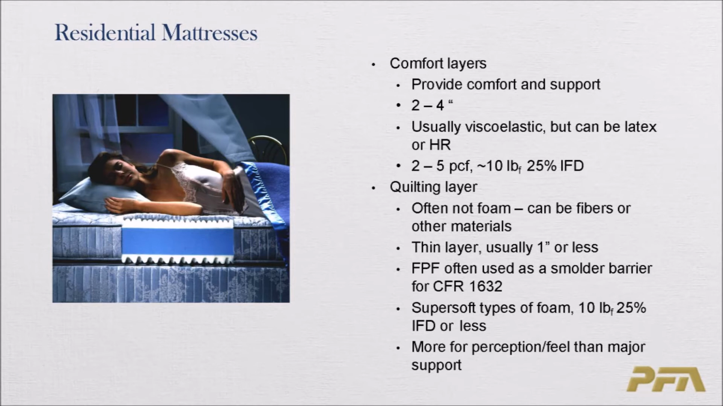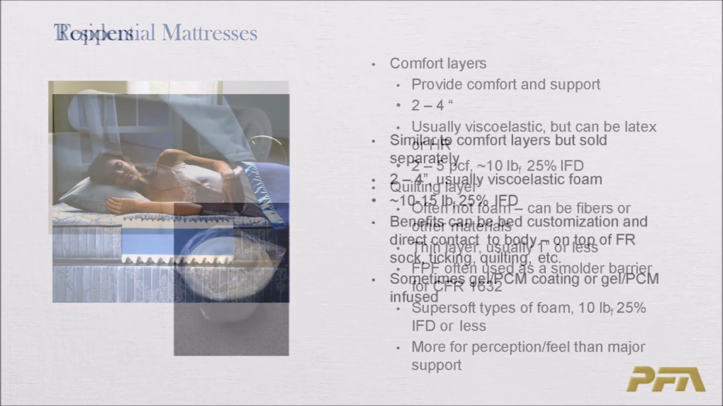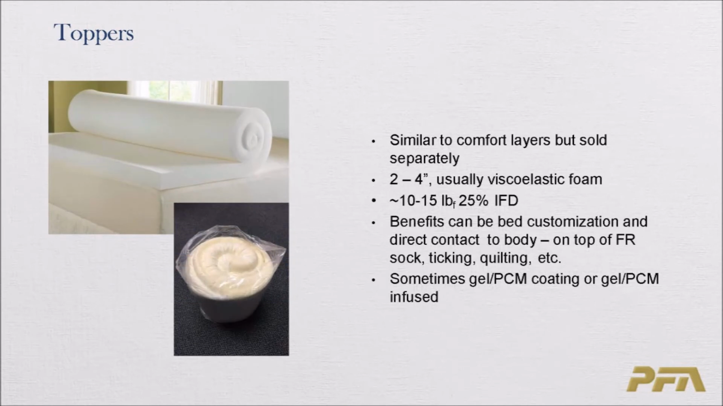This layer can be 2 to 4 inches in thickness, and generally speaking are viscoelastic or high resiliency foams. And for quilting layers, it's not all the time foam. It can be made out of fiber as well. They're usually very thin, an inch or less. Moving on to toppers, some people like to customize their mattresses and have the ability to add a little bit more comfort to the mattress that they currently have. Toppers are generally speaking viscoelastic, though you could have one in HR or some other type of foam as well. They range from 2 to 4 inches, so I think I've seen one that was 5 inches once in the store. And can contain other pieces like gel and PCM, like we've mentioned before, PCM being phase change material for cooling. All of these different layers can be added to your mattress, and it's all just positive towards comfort.